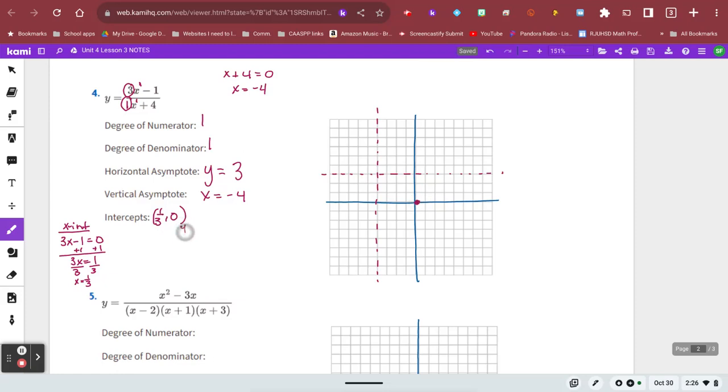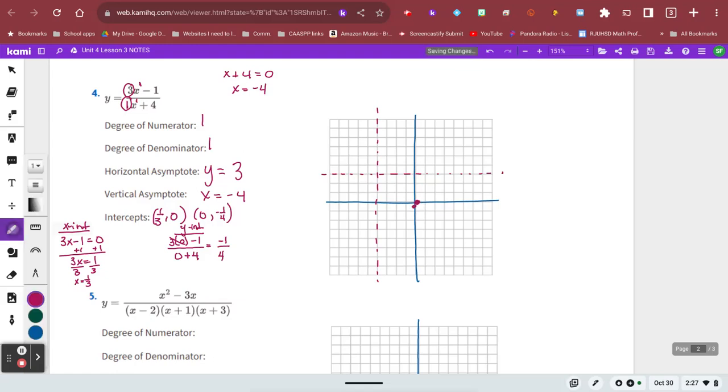And then our y-intercept, we're going to plug in 0 for every x. So we're going to go 3 times 0 minus 1 over 0 plus 4. This one crosses out, so 3 times 0 is 0 minus 1, negative 1 over 4. And so we're going to go (0, negative 1/4). So 0, and we get negative 1/4, so very close to it too.